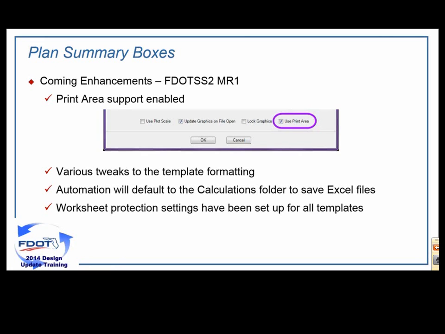One thing that has been requested since the get-go, even before plan summary boxes, is that there's been a lot of requests for the print area within Excel to be supported. So we finally got that into the tool. So you have the option now to use that print area in Excel and tell it to use that print area, and anything that you put outside of that print area, whether it's notes, formulas, whatever it may be, will not be grabbed to put into MicroStation. So it stays in Excel.